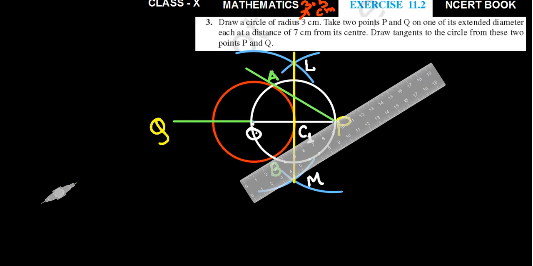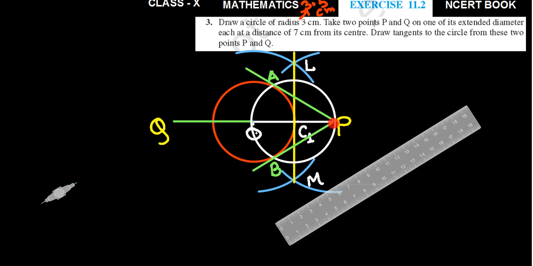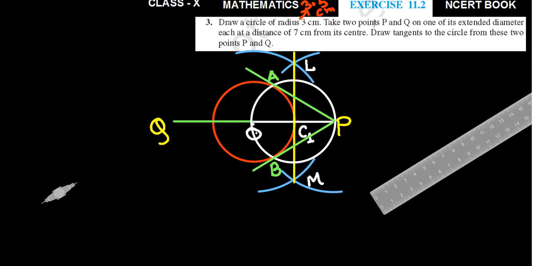So the other tangent is BP. Thus we have drawn tangents from this point P to the circle as AP and BP. Now what we have to do? We have to draw also tangents from point Q. For this, we will do a similar process.